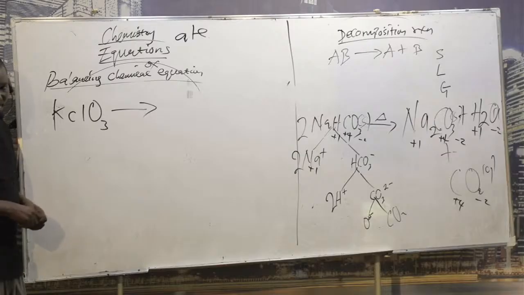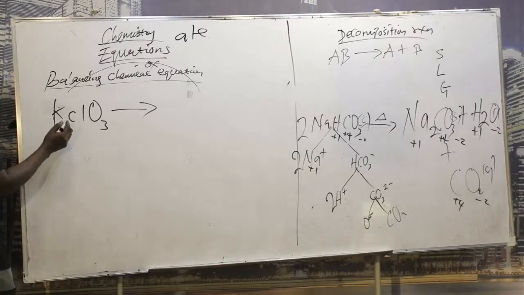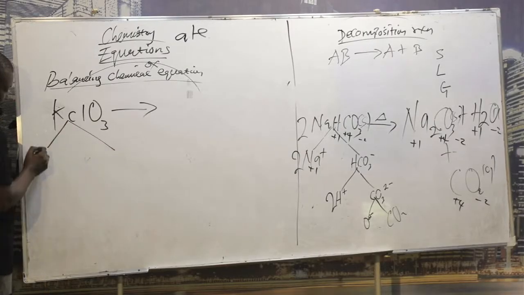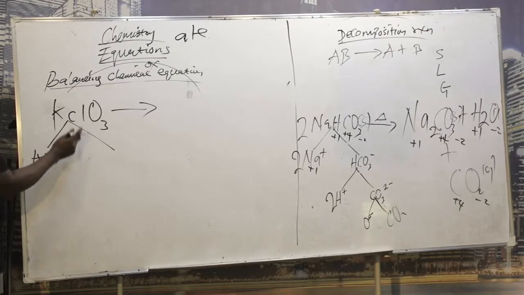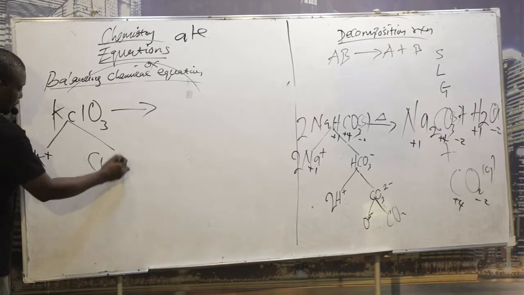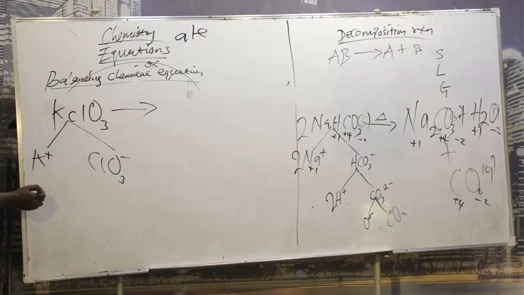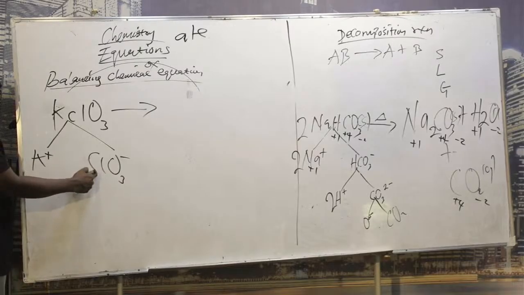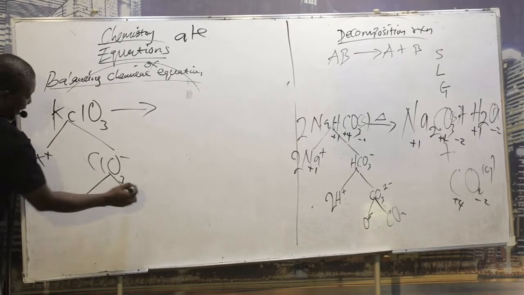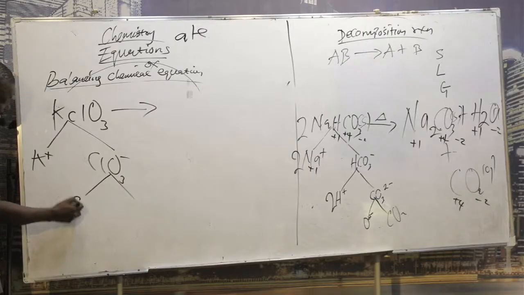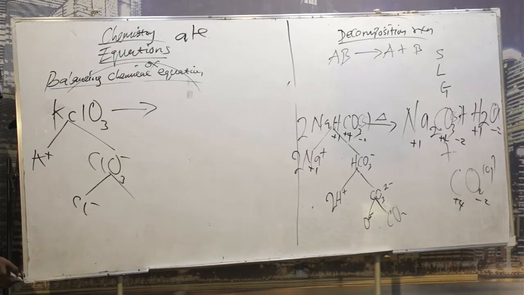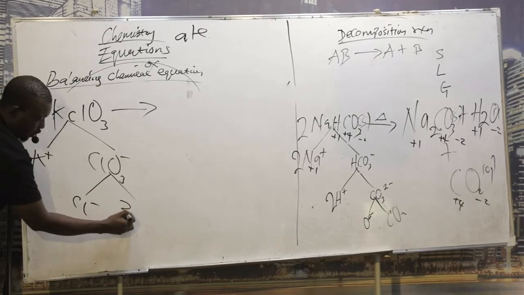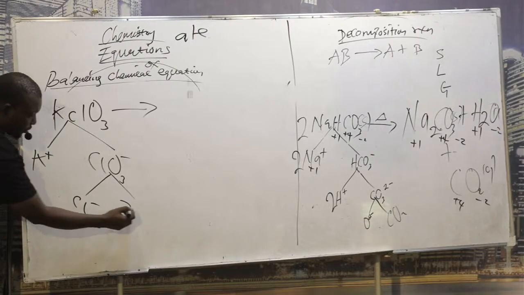Let us break it down. What is this? K plus. What is this? ClO3 minus. Are you still going to break this one down? Yes, break down. Cl comes out. O comes out. O is 3, you know, so it will be 3O.